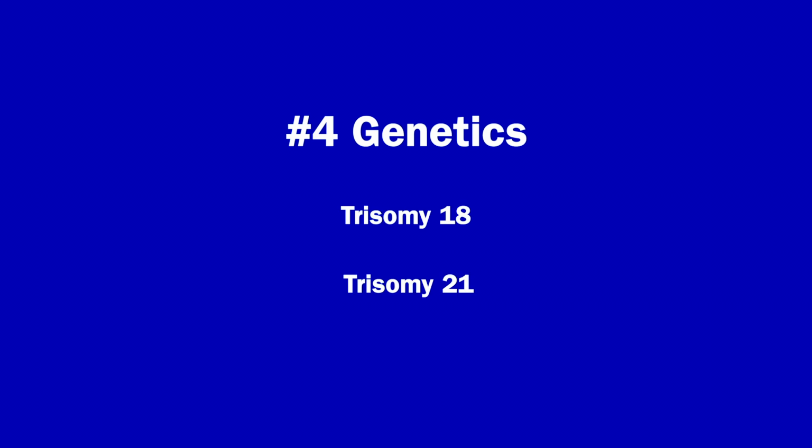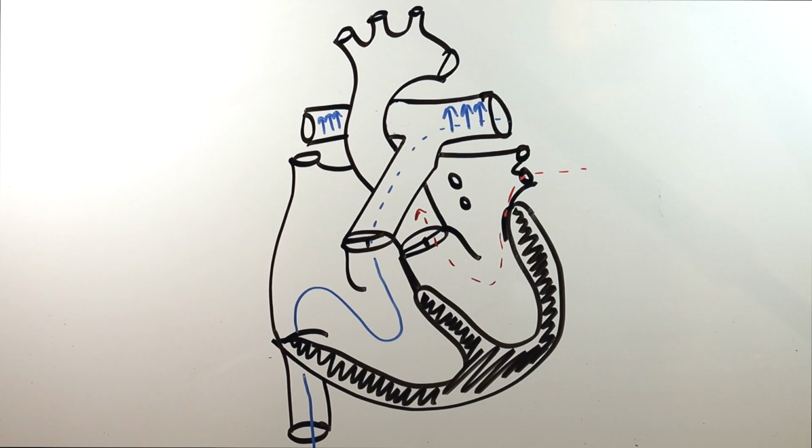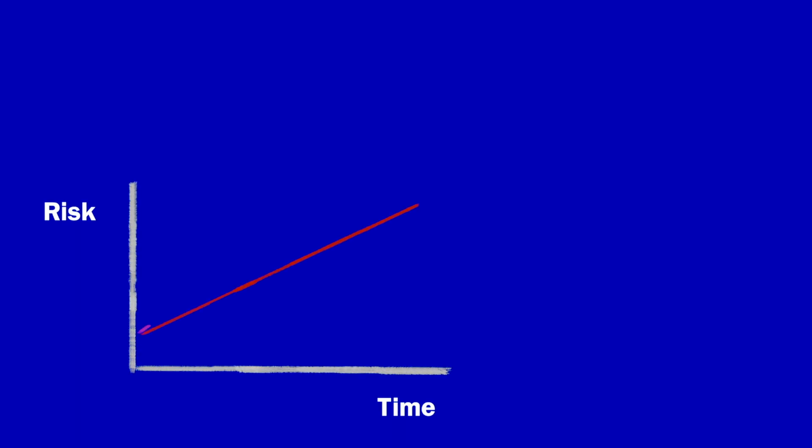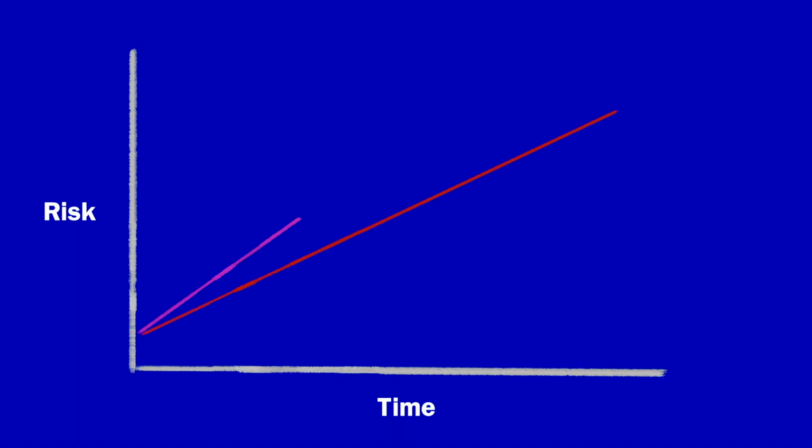Number 4, genetics, especially trisomy 18 and trisomy 21. Patients with trisomy are at risk of developing pulmonary hypertension even without congenital heart disease, and those with heart disease will develop permanent vascular changes sooner than a non-trisomy patient with the same defect.